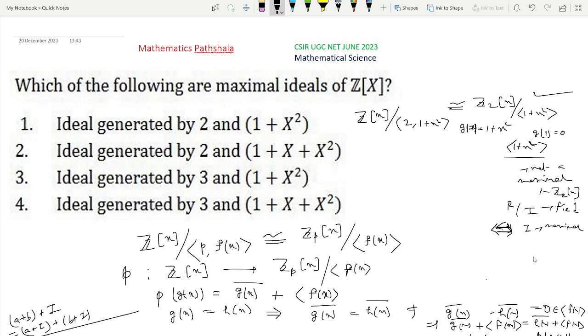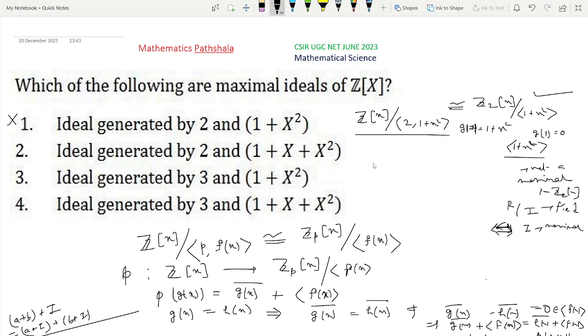since 1 plus x square is not irreducible in Z2[x], the ideal generated by 1 plus x square is not maximal, and hence Z2[x] by this ideal is not a field. And since these two rings are isomorphic, this ring is also not a field. So by this result, the ideal (2, 1 plus x square) is not maximal in Z[x]. So this option is not the correct option, and in exactly similar manner we will prove the other options.